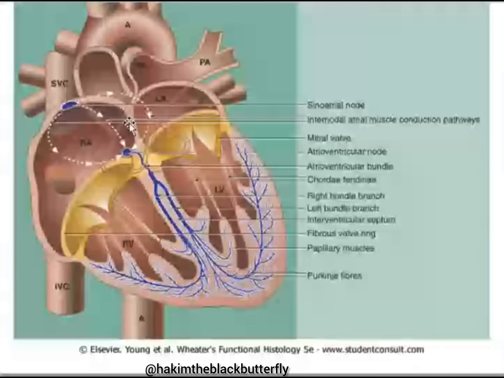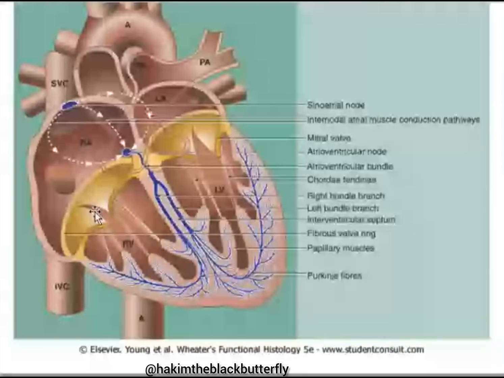This is the interventricular septum, interatrial septum. This is the interventricular septum. You first orient yourselves. Right atrium, right ventricle. Left atrium, left ventricle. Right border, inferior border, left border, superior border.